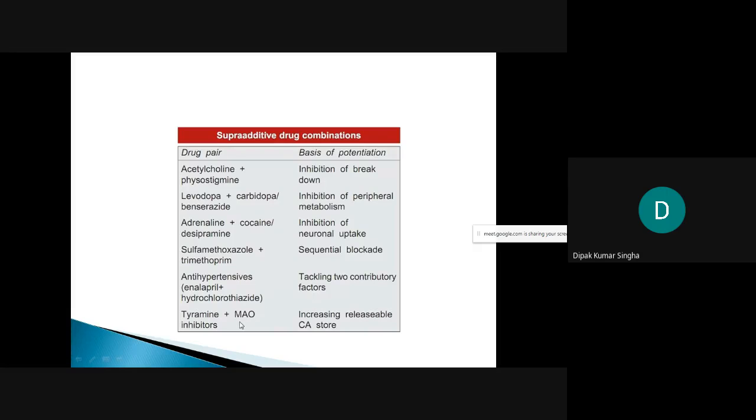Tyramine with MAO inhibitor. Tyramine-containing food with a monoamine oxidase inhibitor increases the release of the catecholamine store, and ultimately increases the neurotransmitter activity. So there is a great potentiation activity from the addition of this different combination.